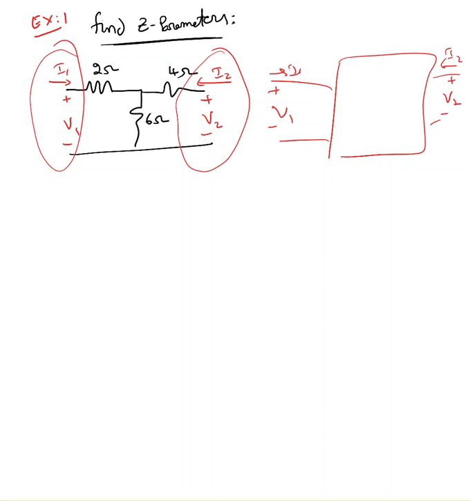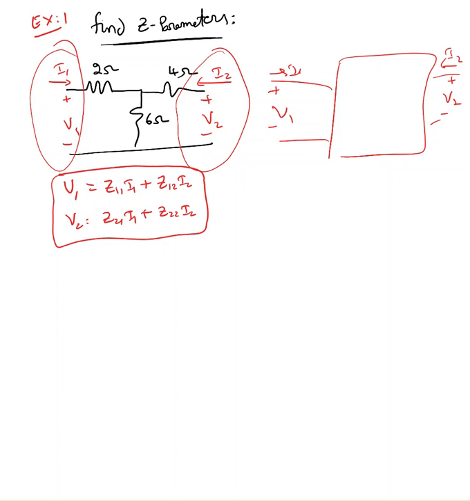Now, our next step is write down the two equations we use to find the impedance parameters. If you remember, V1 equal to Z11 I1 plus Z12 I2, and V2 equal to Z21 I1 plus Z22 I2. Our goal is finding this Z11. As long as you remember these two equations, you don't need to remember Z11, Z12, all these things. You can derive Z11, Z12 from these equations.